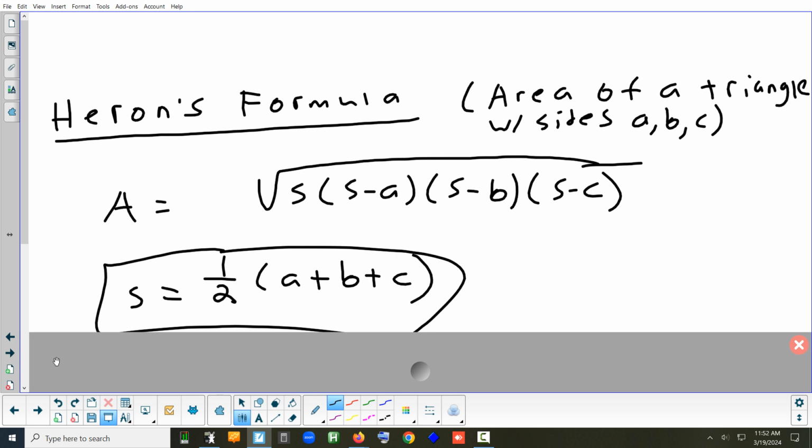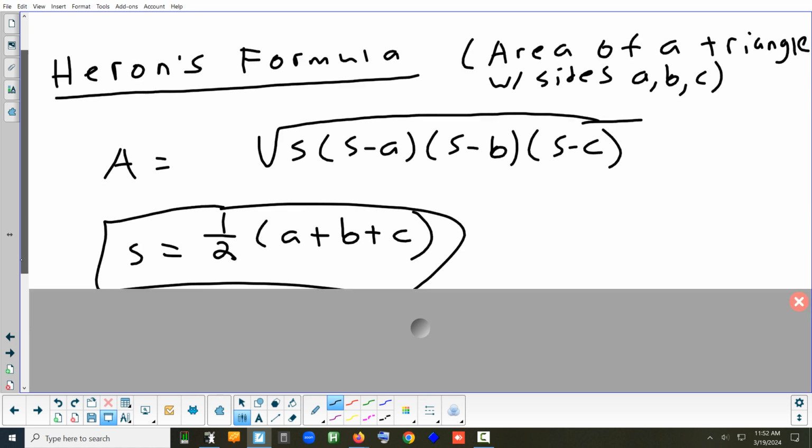So this formula basically takes all the trig right out of it. There's no sines or cosines or anything. Just straight algebra to find the area. Thanks, Aaron. Yeah, Aaron helped us.